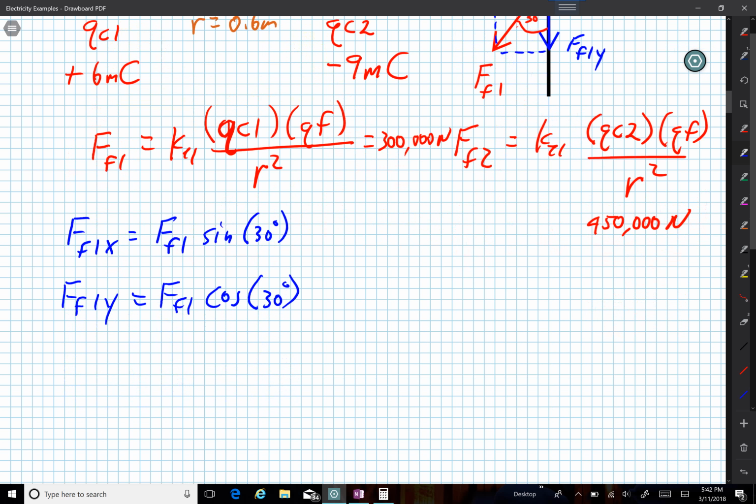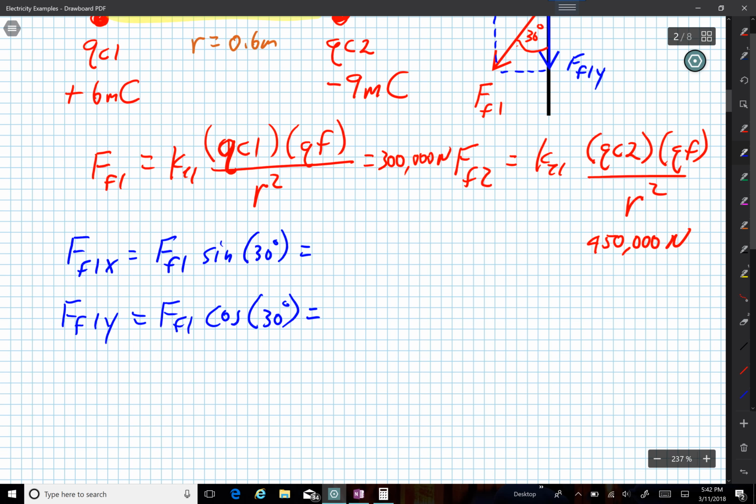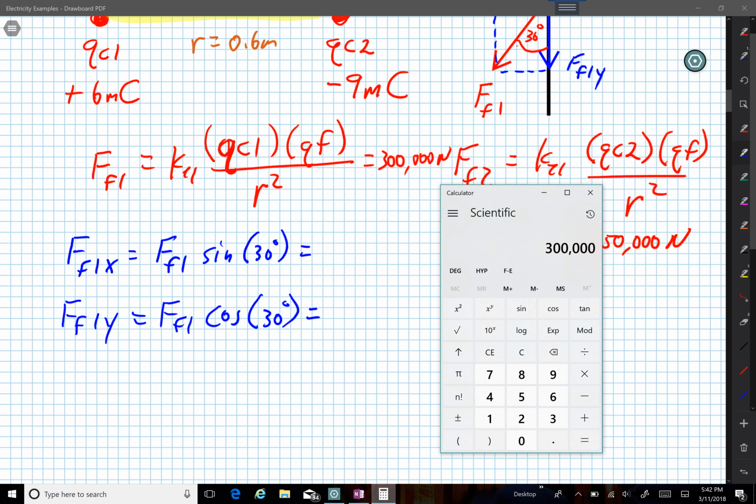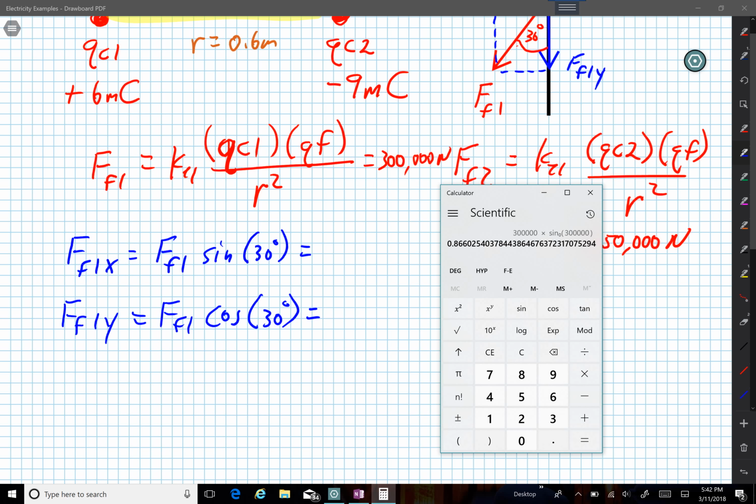So we can calculate those things. Let's do that, right? So let's get our calculator here. So FF1 is the 300,000. So 300,000 times sine, no, let's clear that. Let's do this. 30 sine, there we go, times 300, typed it wrong.